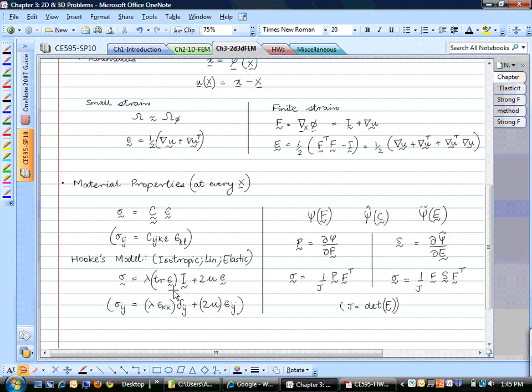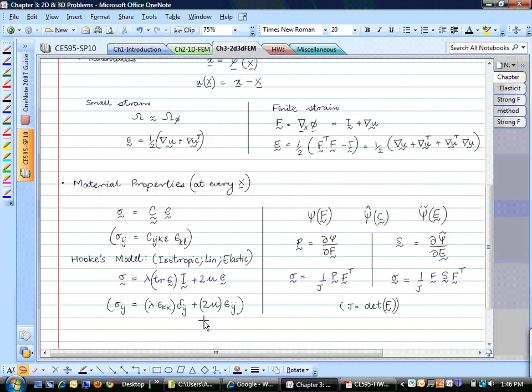So here, one thing I think maybe some of you didn't realize earlier was that this lambda is a scalar, and this trace of epsilon, this is also a scalar. Epsilon, this is a strain tensor. Trace of the strain tensor is actually just the sum of the diagonal entries. So that's also a scalar. So this thing is a scalar multiplied with the identity matrix. This thing is a scalar multiplied with the strain tensor. That gives you back the stress tensor. That's the Hooke's model that we also did before.